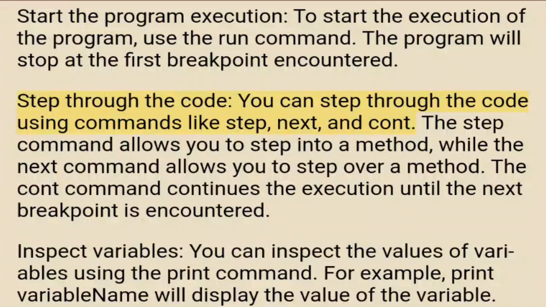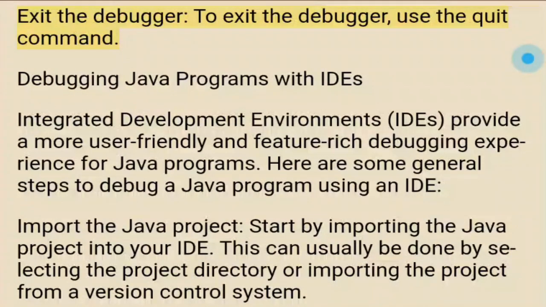Step through the code. You can step through the code using commands like step, next, and cont. The step command allows you to step into a method, while the next command allows you to step over a method. The cont command continues the execution until the next breakpoint is encountered. Inspect variables. You can inspect the values of variables using the print command. For example, print variableName will display the value of the variable. Exit the debugger. To exit the debugger, use the quit command.